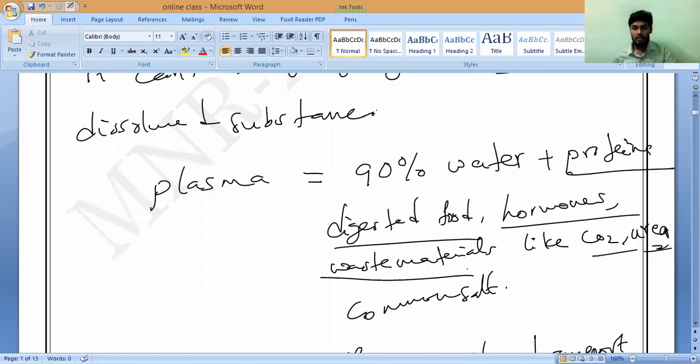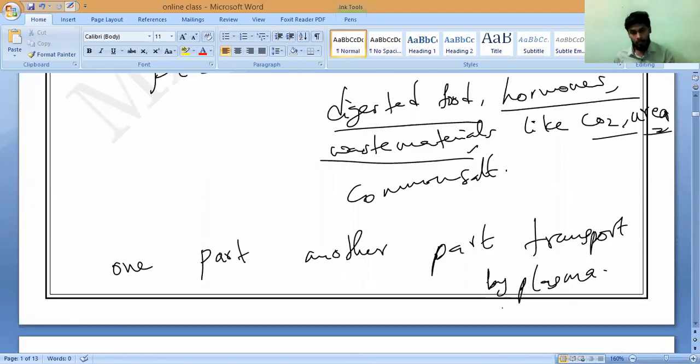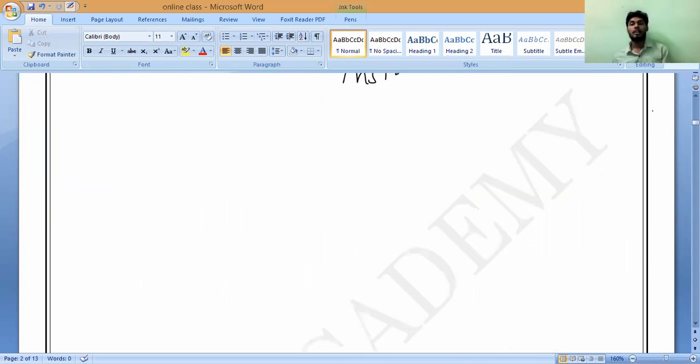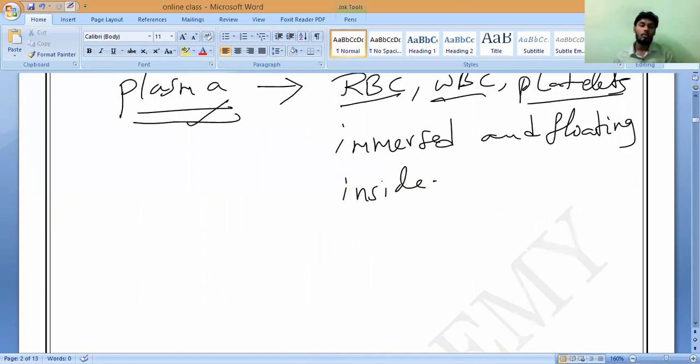Hormones, food, waste materials like CO2, urea, common salt, etc. All of these are carried from one part to another part, means transported by plasma only. This plasma contains some immersed parts, means some parts are floating inside it. They are immersed inside this plasma. That is RBC, WBC, and platelets. So this is the first component of blood.